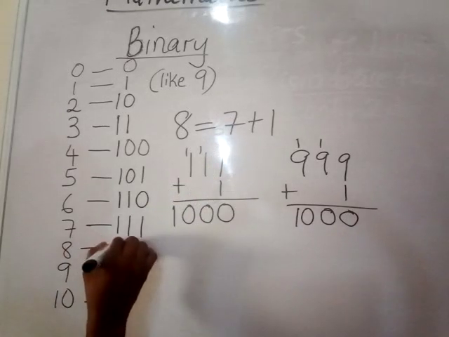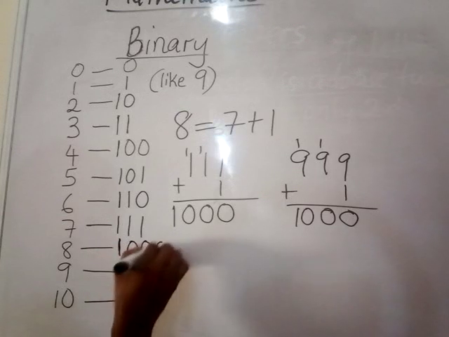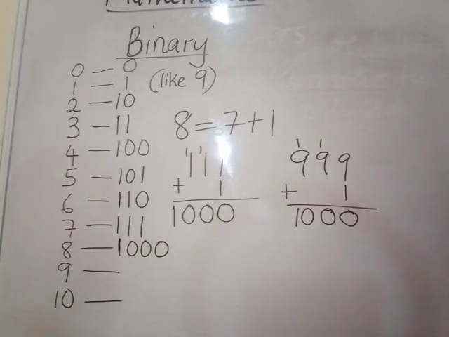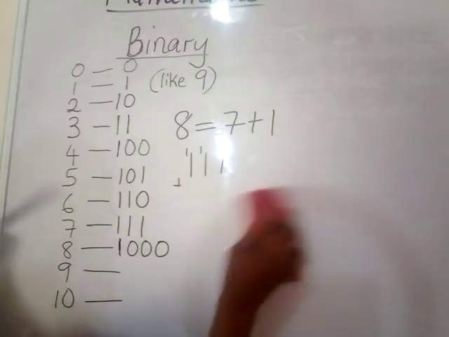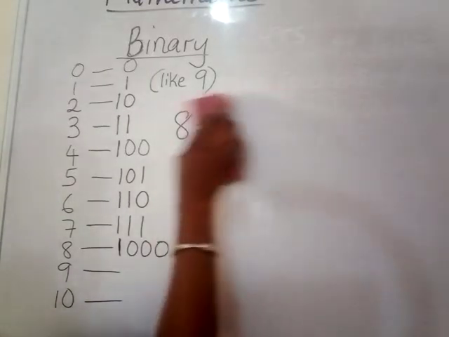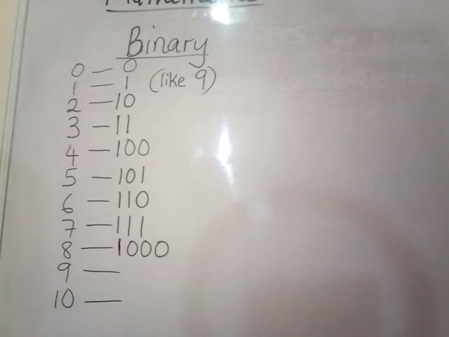So the number 8 in the binary system is 1000. Again, I say you don't call this number one thousand because it is not 1000. This is a different system of numbering. Okay, we call it one-zero-zero-zero.